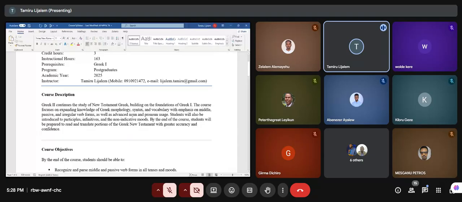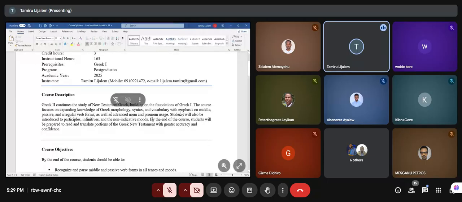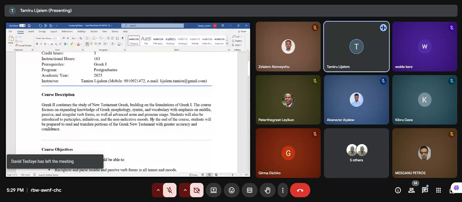So the students have to understand and know this intermediate level Greek, with Greek morphology, Greek syntax, and Greek vocabulary. This includes both the passive voice and middle voice. This one is new for you. The middle voice is not common for English speakers, and it is well known in Greek.